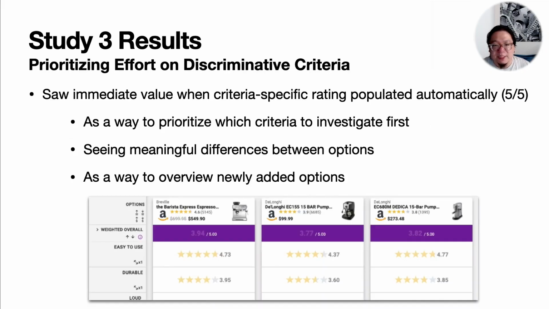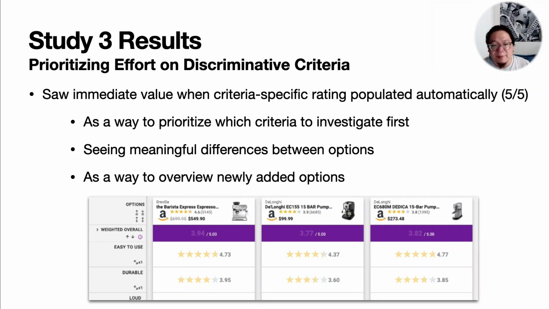The second most common theme was that participants talked about using the default star ratings to prioritize their research efforts. So this is the yellow stars that show up immediately after they create a new criteria row in the system. They describe using it to focus their investigation on criteria that had large discrepancies between their options. This potentially allowed them to rule out more options earlier on in the process and shortcut their research process. They also describe how these default ratings allow them to see meaningful differences between all these options that can be very difficult to differentiate on Amazon because they all had very high average ratings.